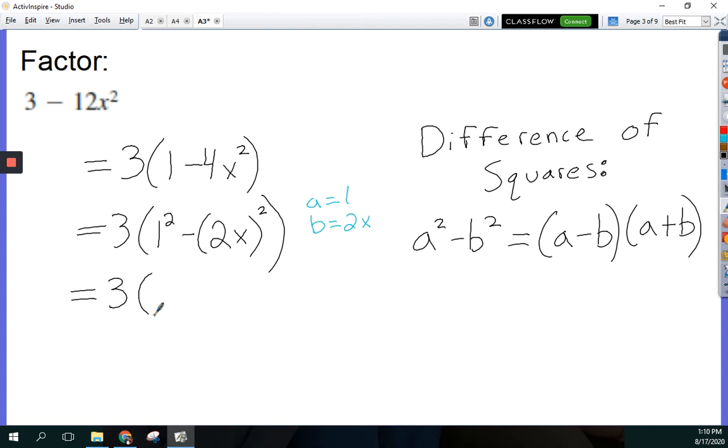So our a value is 1, so I have 1 minus our b value, which is 2x, in my parentheses, and then I have 1 plus 2x in my second parentheses. Again, checking to make sure that there's not anything else that can be factored, and it can't, so that's my final answer.